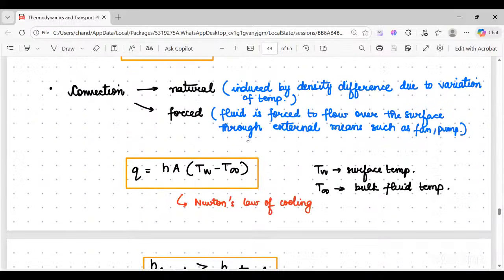So what is convection? Convection can be of two types: natural convection and forced convection. Flow induced by density differences due to variation of temperature is natural convection. When the fluid is forced to flow over a surface through external means such as a fan or pump, this is called forced convection. So Q is equal to hA delta T.